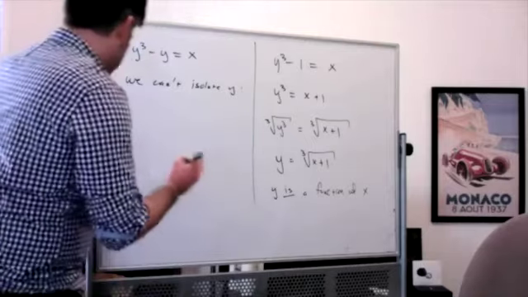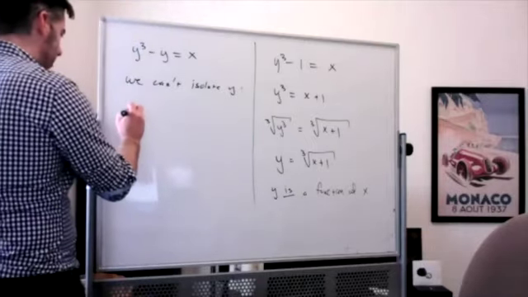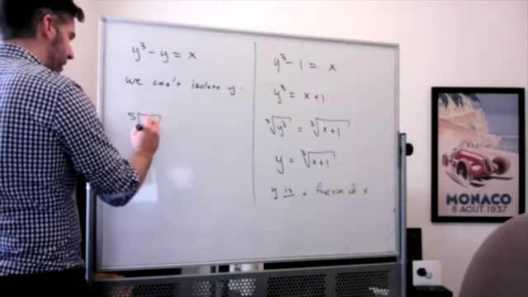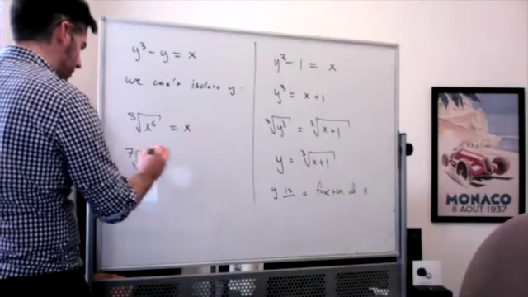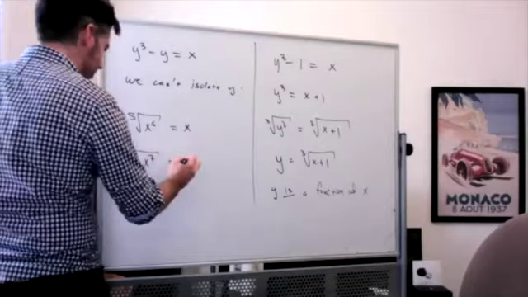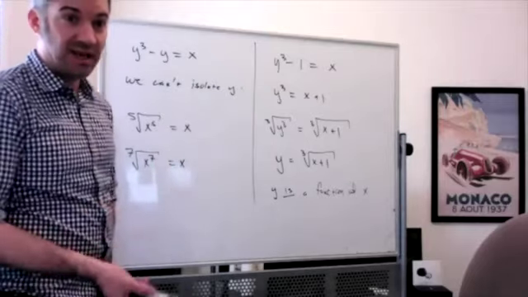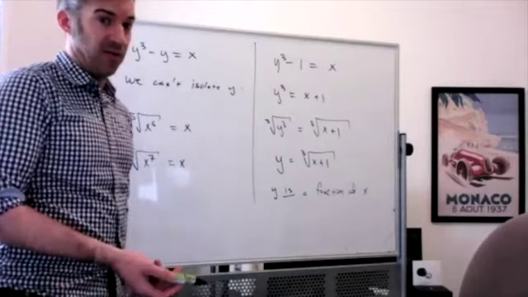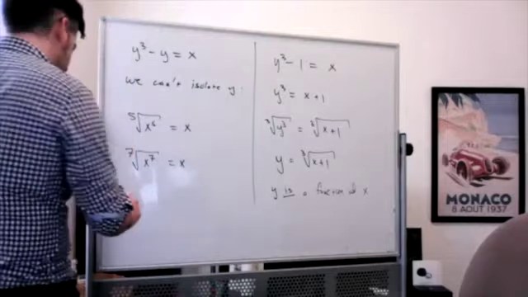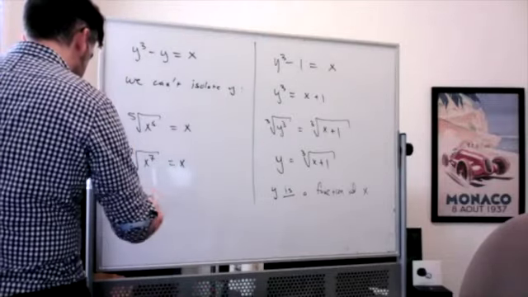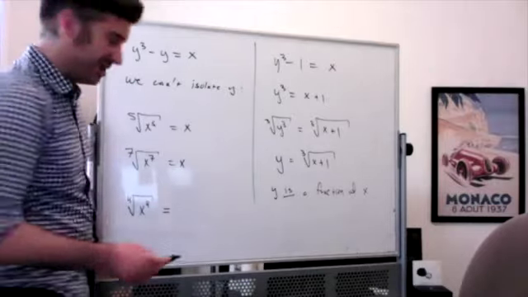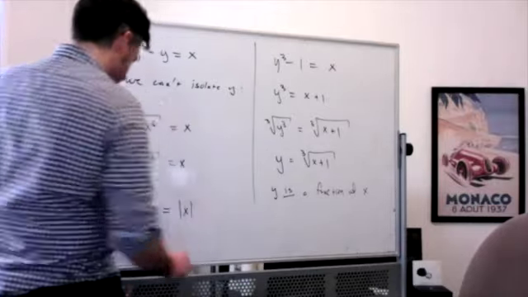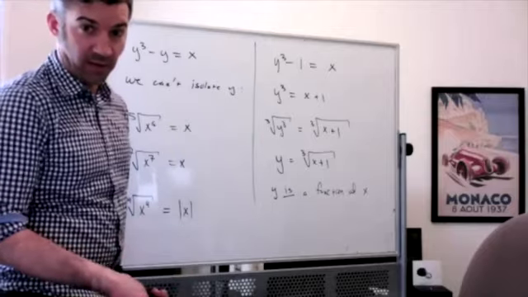It is worth pointing out that when you take an odd root of the same odd power, you just get the thing. So if you take the fifth root of x to the fifth, it's just equal to x. Or the seventh root of x to the seventh, it's just equal to x. But if it's an even root of the same even power, you don't get that. If you take the fourth root of x to the fourth, you don't just get x. You get the absolute value of x. And the same is true for any other even power.